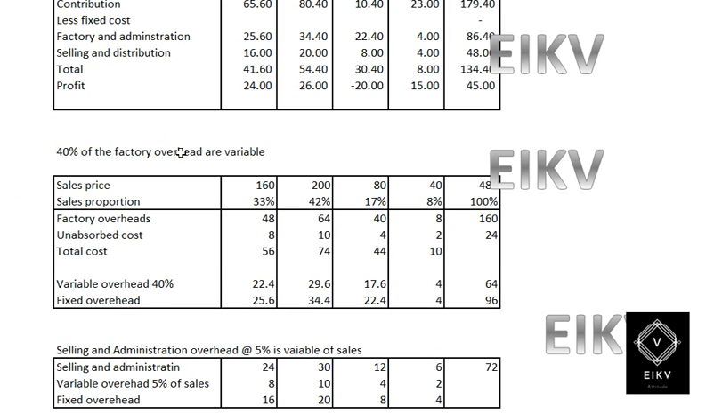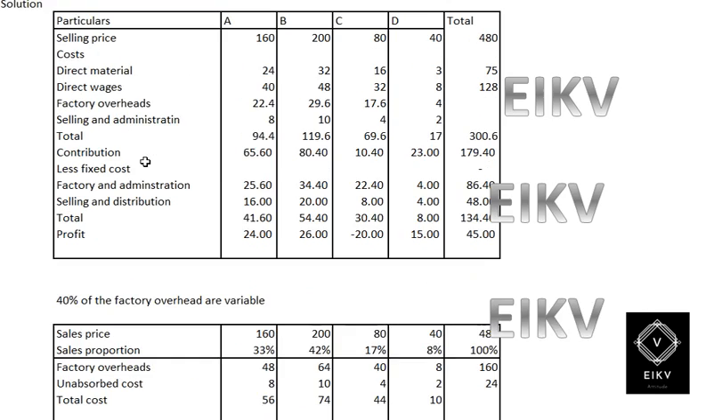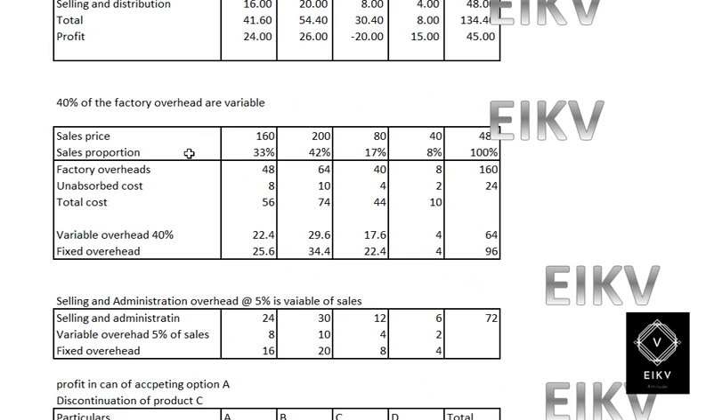absorb the unabsorbed overhead. So how should the unabsorbed portion be allocated to the other overheads? Since nothing is mentioned in the question, we should allocate this unabsorbed overhead in the proportion of sales. Okay, so I have taken the sales price and the total sales, then the percentage of total sales of each product. Then we have factory overhead, so the unabsorbed cost shall be absorbed on the basis of sales to the factory overhead. Okay, so in the proportion of 33, 42, 17, 8.